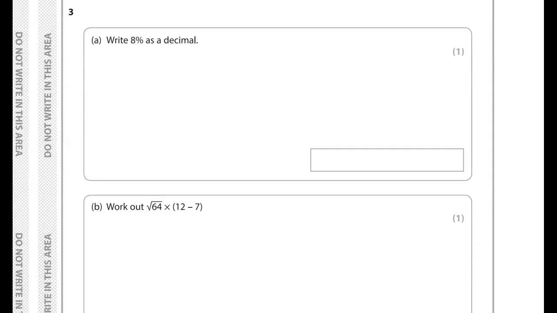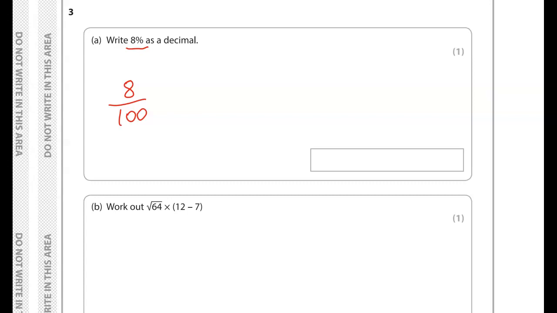Write 8% as the decimal. 8%, as the word suggests, percent means out of 100. So 8 out of 100. Now if you do 8 divided by 100, it's going to give you the answer.